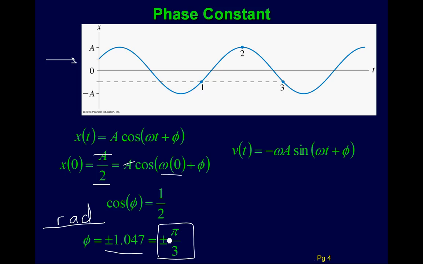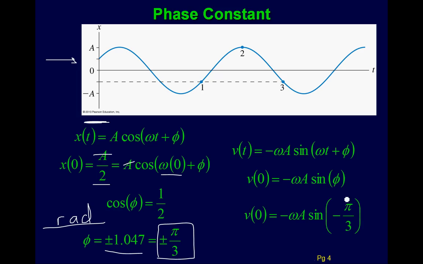And so then the question is, do I use the positive or negative? Because cosine of the positive or the negative will give you the same answer of 1/2. So you have to look at your velocity. At this position, at time equals 0, your velocity, the slope of your x versus t graph, is a positive slope. So you want velocity to be positive. Setting time to 0, which one is going to make this a positive number? You have negative omega times A, which is a negative term. So sine of negative pi over 3 gives you a negative, and a negative times a negative gives you a positive. So it has to be negative pi over 3.